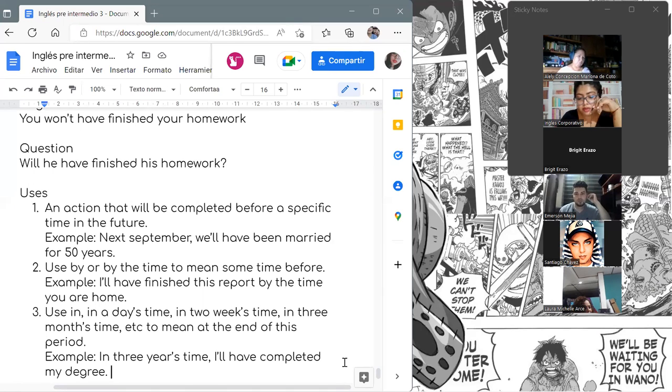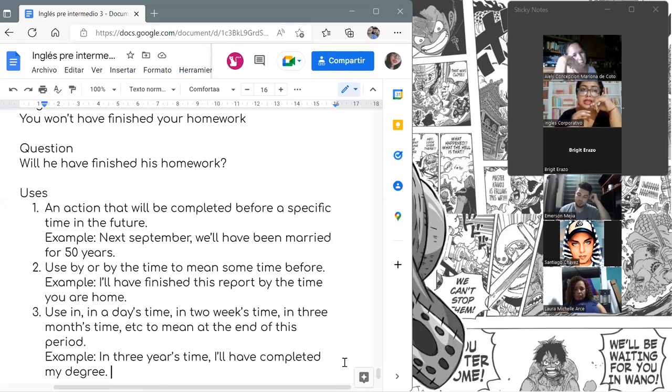And we have 4 minutes, and I'm just going to explain a little bit about the future perfect continuous. And I'm going to write all the information in the document so you are going to find it tomorrow. But now I'm just going to explain in these 4 minutes that we have in the session. So for the future perfect continuous, we use this structure or this tense to show that something will continue up until a particular event in the future.